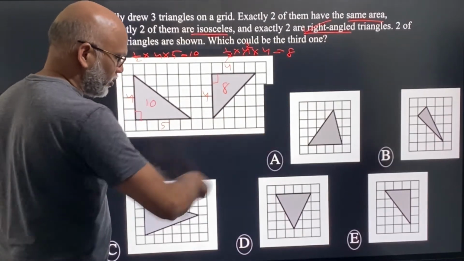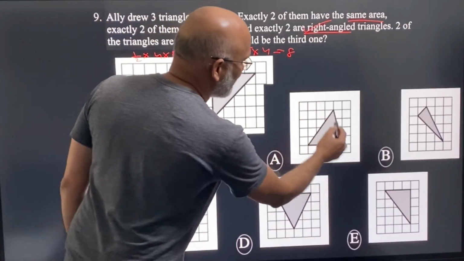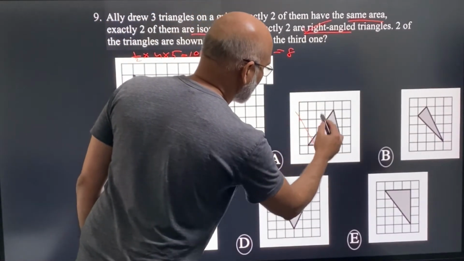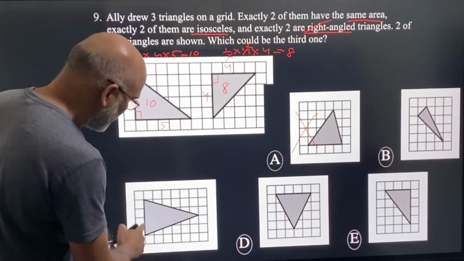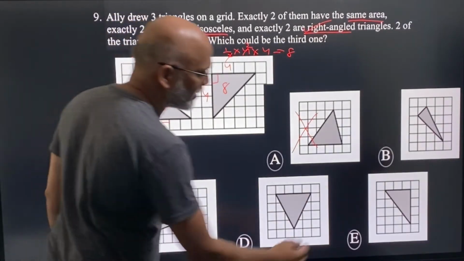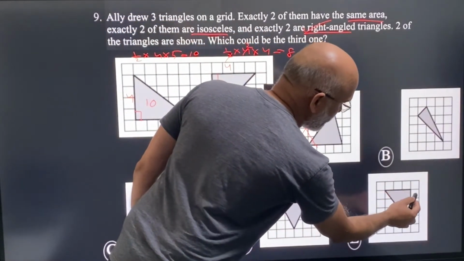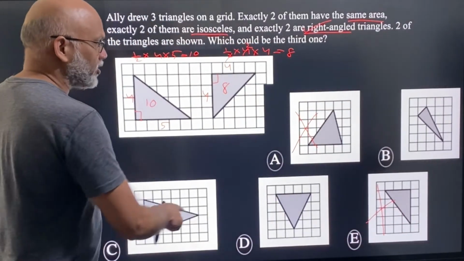Now let's check which ones are isosceles. That's easier to check. This definitely doesn't look isosceles, so this cannot be it. This is isosceles. Okay, I will leave that. This is also isosceles. I'll leave that. This also is isosceles. I'll leave that. So this is 1, 2, 3, 1, 2, 3, 4. This is not isosceles, so this cannot be it. So we are left with three choices.